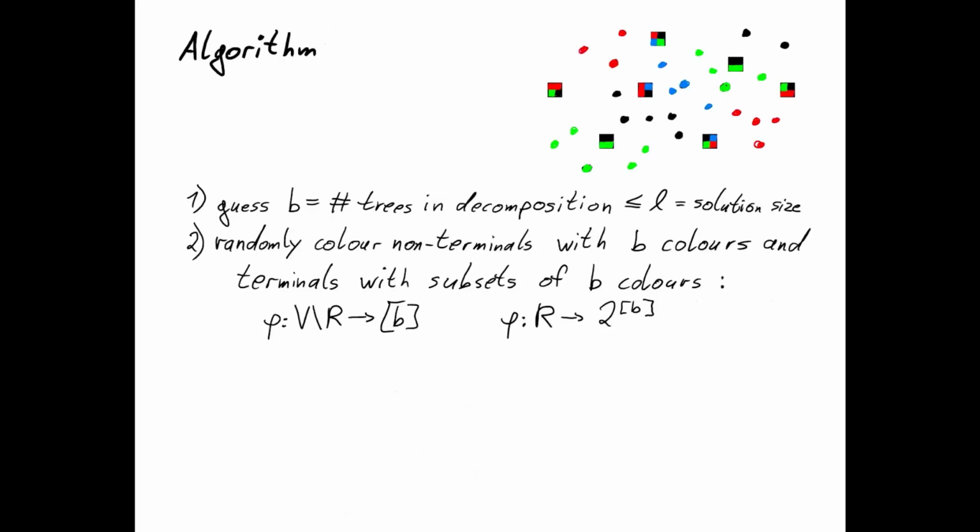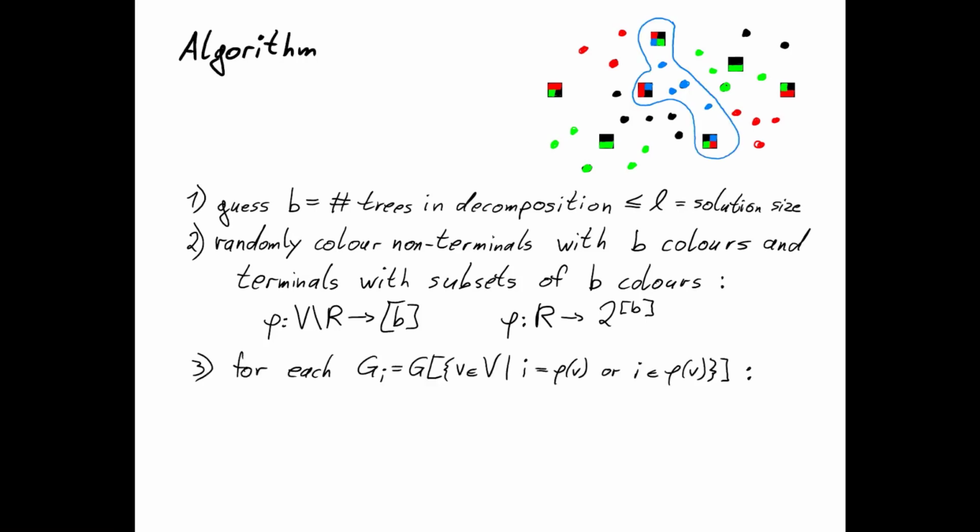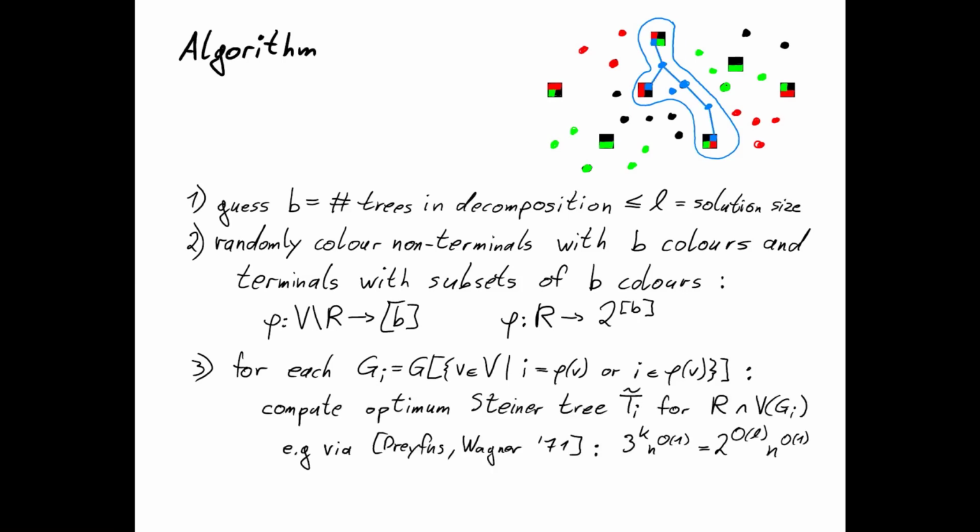And now we just randomly color the vertices, and we do it in such a way that the non-terminals receive 1 out of B colors. And the terminals receive some subset of the B colors, right? And now we just look at every color individually. So here, let's say the blue color, and we look at the graph that is induced by all the vertices of that color.